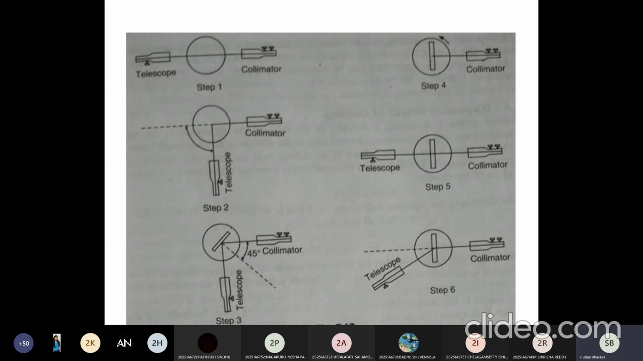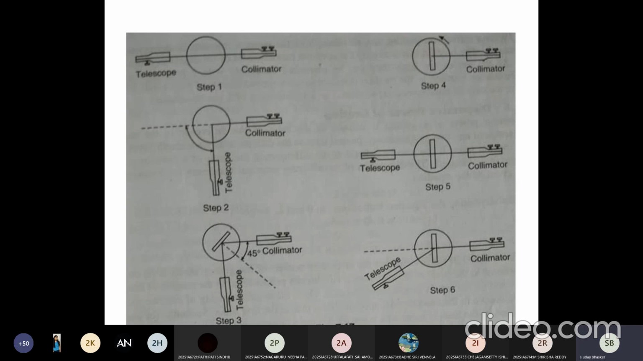When you see from first to second, what you have done is you have rotated the telescope by 90 degrees. Sir, how do you know how much is 90 degrees? That is why I'll be making use of the circular scale. The circular scale gives you the angular variation, so I'll use it to see how much I have rotated any of the things.